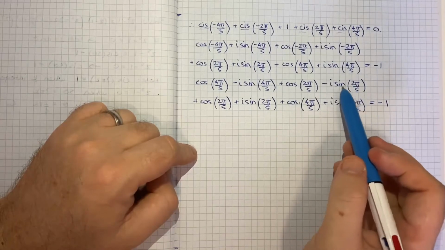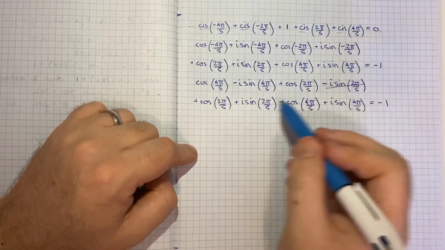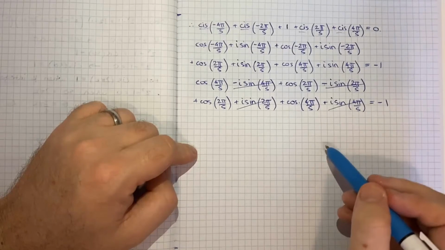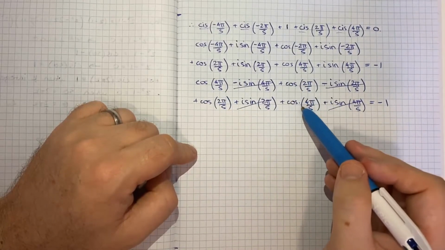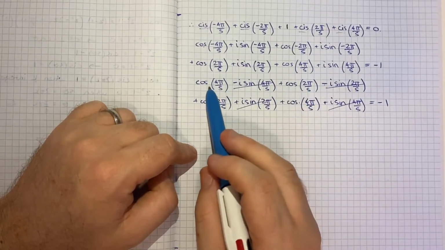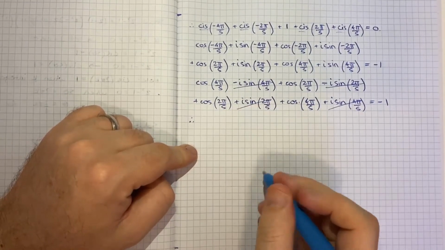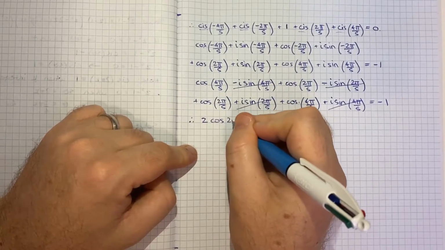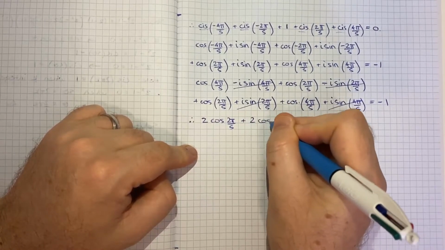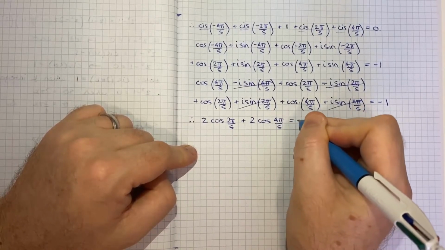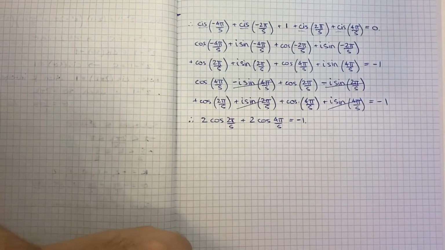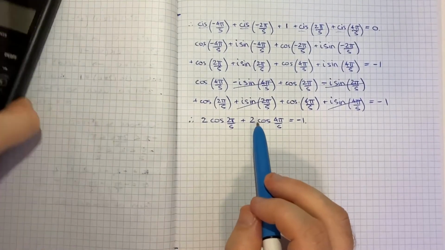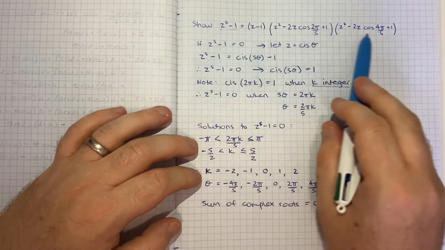And now we can cancel some things out. This minus i sine 2 pi on 5 will cancel with the plus i sine 2 pi on 5. The minus i sine 4 pi on 5 will cancel with the plus i sine 4 pi on 5. So we're only going to be left with cosines, and we'll have 2 of each: 2 of the cos 2 pi on 5 and 2 of the cos 4 pi on 5. So we can conclude that 2 times cos of 2 pi on 5 plus 2 times cos of 4 pi on 5 is equal to negative 1. So that's a result that I think we can hopefully make use of when we're trying to show this.